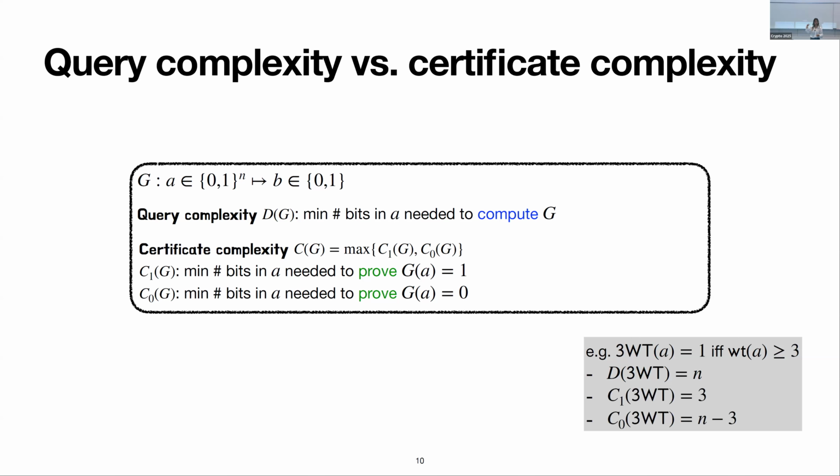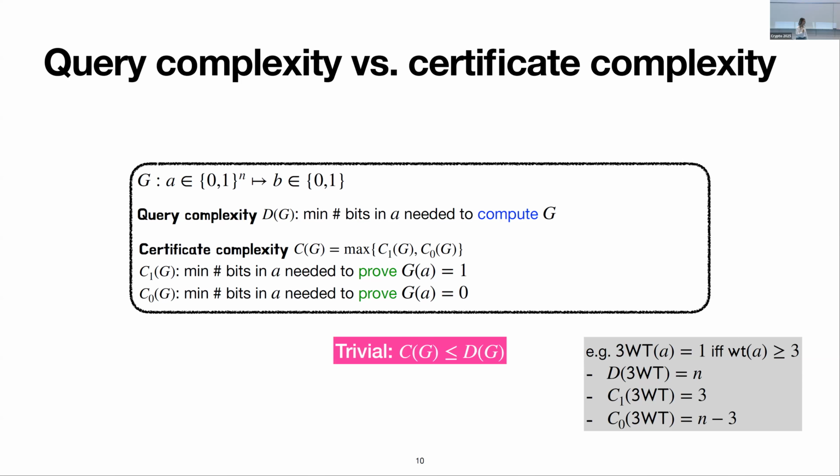In the case of this 3 Hamming weight problem, I claim that C1 is equal to 3, because if I want to tell you that, given an input A, the function evaluates to 1, I only need to give you 3 locations in A that have 1. On the other hand, the 0 certificate of 3 Hamming weight is n minus 3, because to prove that this function evaluates to 0, I need to give you at least n minus 3 bits.